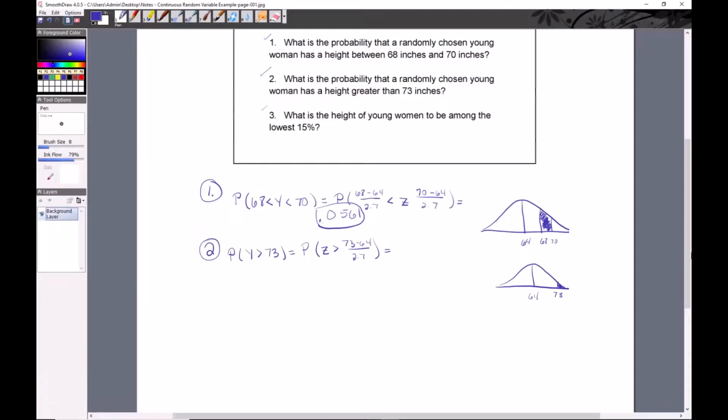So let's put that down here. 0.000429. And that was quick and easy.